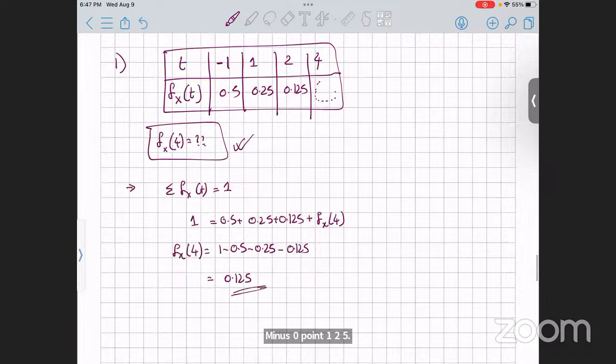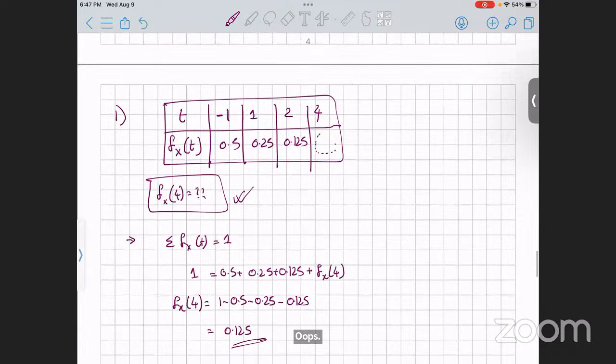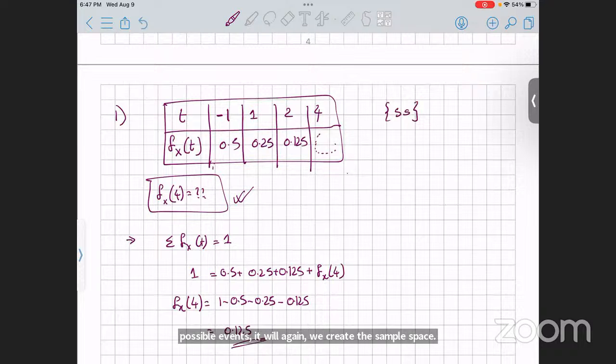Sir, in the last week also we were subtracting from 1. Should we always subtract from 1 only? Look, the sum of probabilities will always be 1. We are taking the sample space of all the events. If we add all the possible events, it will again recreate the sample space. Are you getting the point? That's why it will happen exactly, 100%.